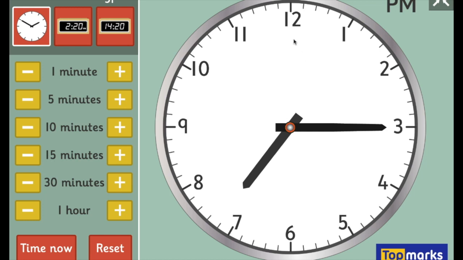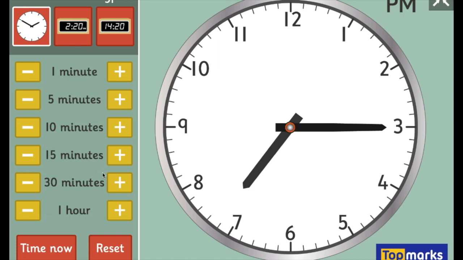One little trick for knowing how many minutes have gone by is if you know your 5 times table. If this is pointing to 3, then you can do 3 times 5. 3 times 5 is 15. That tells us that 15 minutes have gone by. We can see these little lines here. There are 5 minutes in each big jump. So 5, 10, 15. 3 5s are 15.